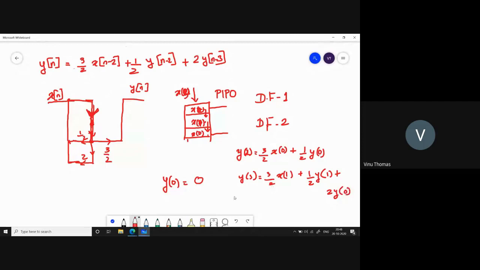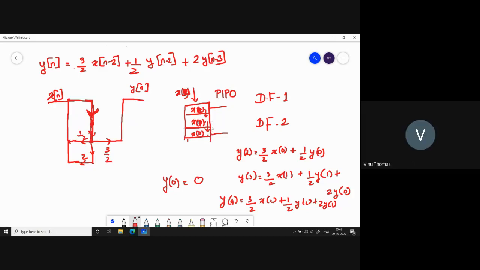So you require all the values now. What is y of 4? That would be 3 by 2 x of 2 plus 1 by 2 y of 2 plus 2 y of 1. You will require all the values. Yes, sir. Now, how many memory locations are required to implement this? Because you require up to the third previous output sample, right?